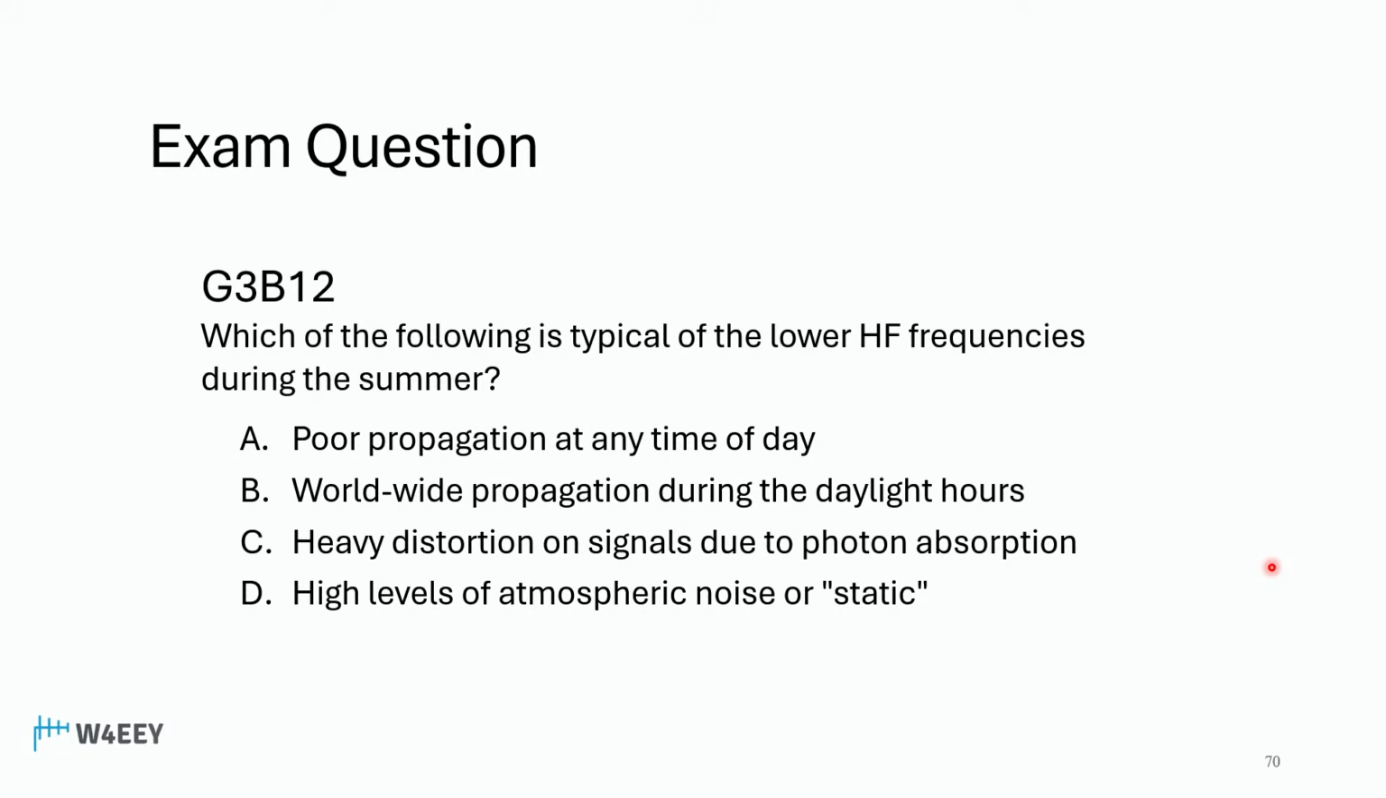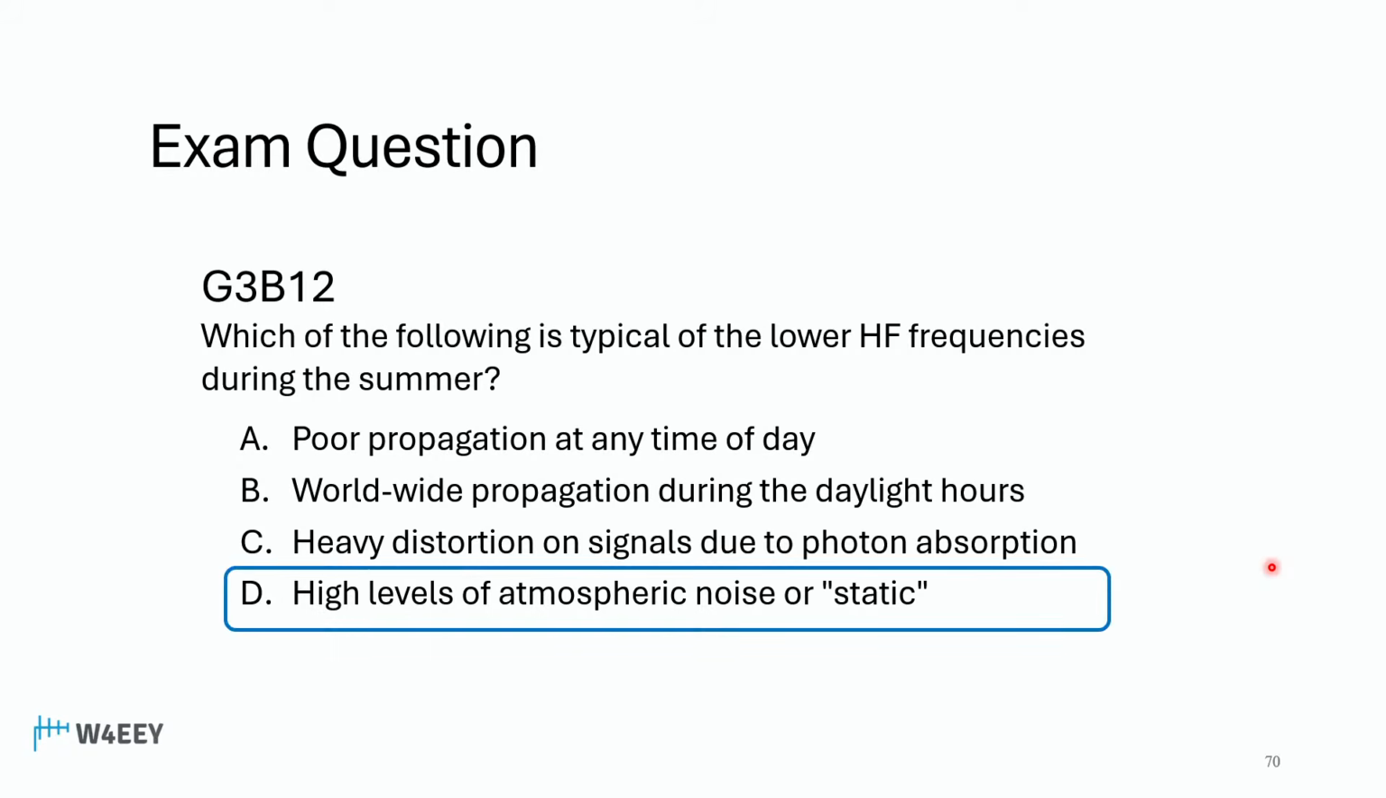Which of the following is typical of the lower HF frequencies during the summer? Delta. Delta, that's our lightning crashes, high levels of atmospheric noise, or static.